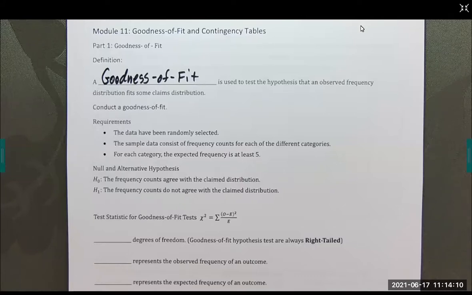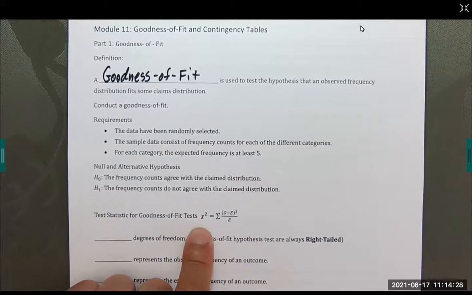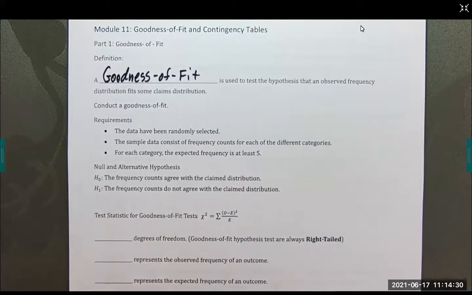Our null and alternative hypotheses. Our null hypothesis is that the frequency counts agree with the claimed distribution. And the alternative is that the frequency counts do not agree with the claimed distribution. Which brings us to our test statistic. So this is chi-squared. And this is going to be, and let me define these for us.